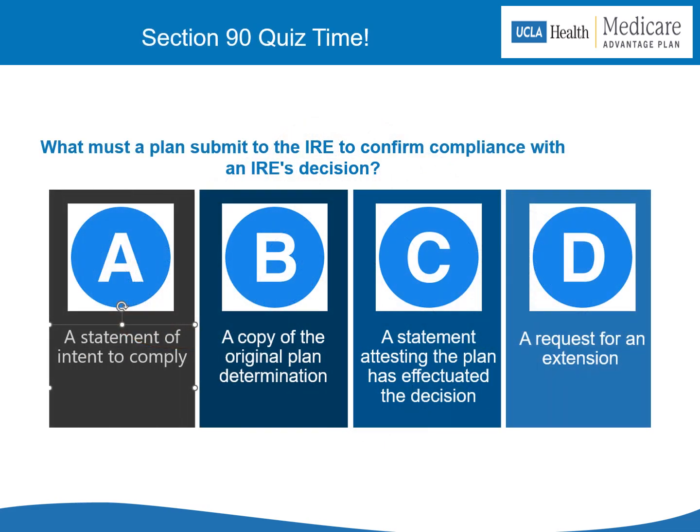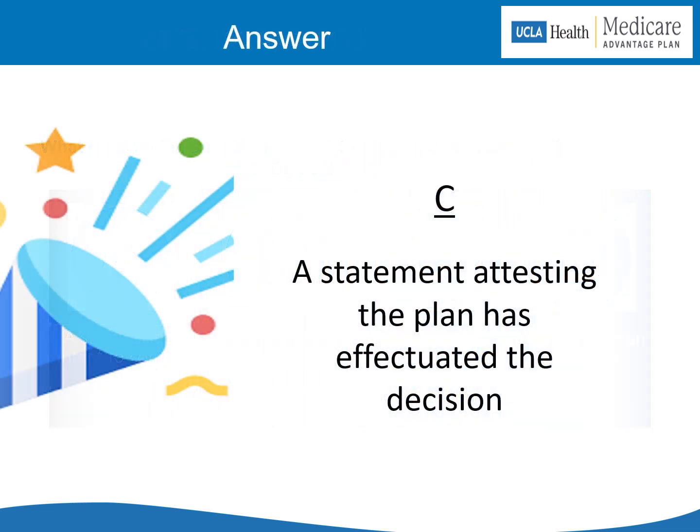All right, Section 90, Quiz 3. What must a plan submit to the IRE to confirm compliance with an IRE's decision? A, a statement of intent to comply. B, a copy of the original plan determination. C, a statement attesting the plan has effectuated the decision. Or D, a request for an extension. If you answered C, you are correct.